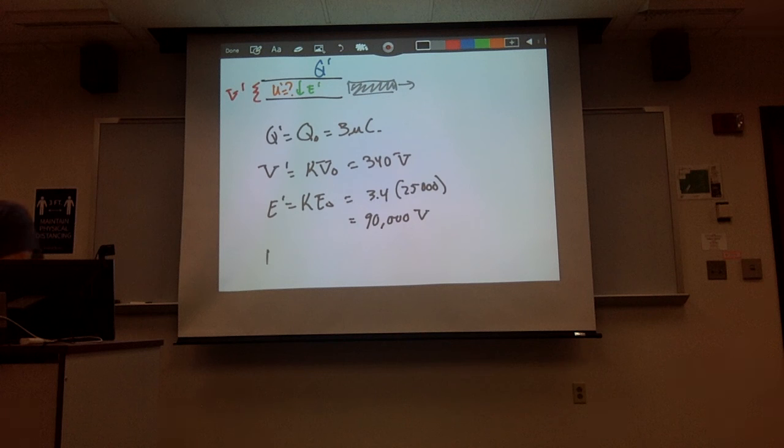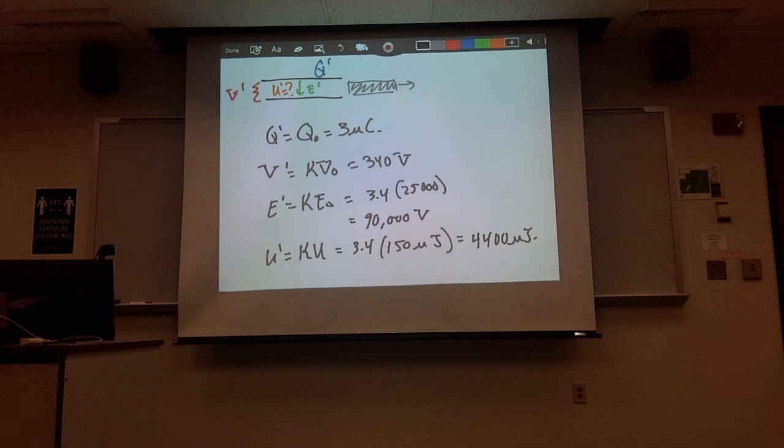The energy, finally, the final energy is going to be equal to what? The original energy also increased by the size of the dielectric constant. So this is going to be equal to 3.4 times the 150 microjoules. So this is going to be something like 440, an extra 0 microjoules. So 4,400 microjoules. Oh, too many zeros. There we go.